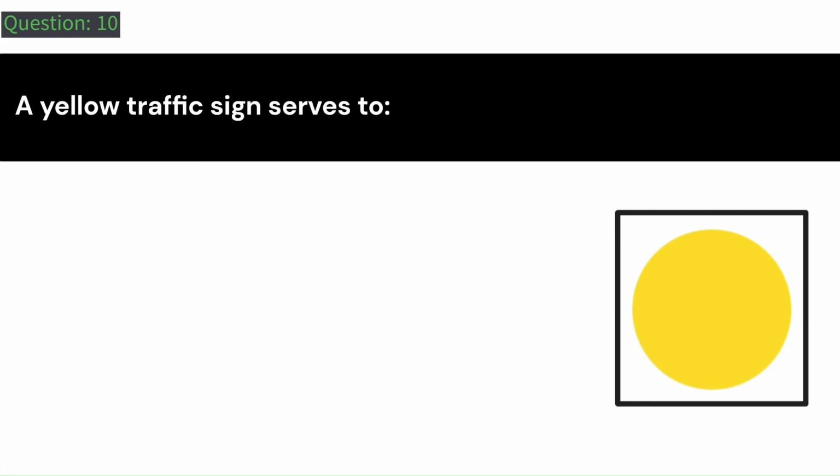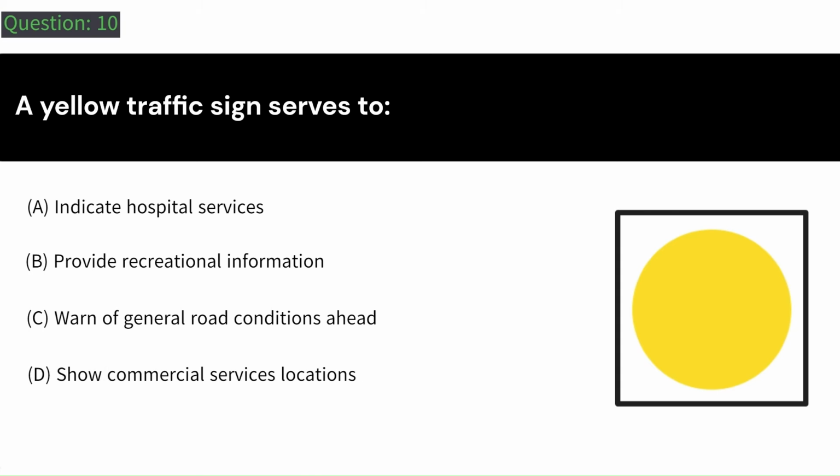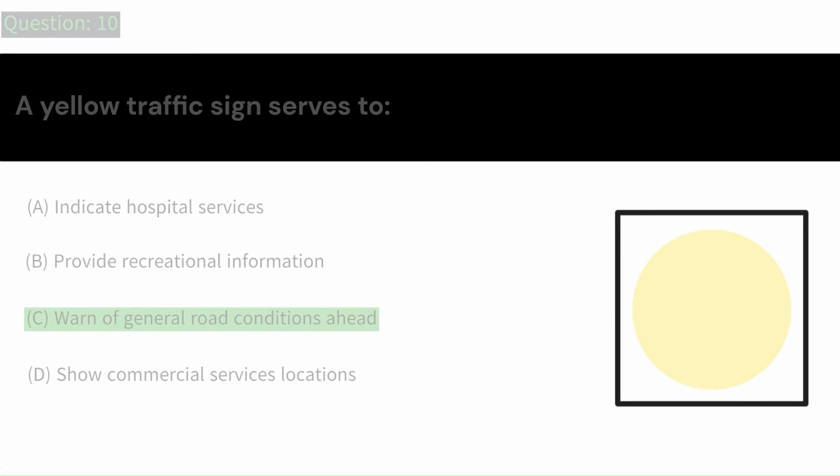A yellow traffic sign serves to: A. Indicate hospital services. B. Provide recreational information. C. Warn of general road conditions ahead. D. Show commercial services locations. Answer: C. Warn of general road conditions ahead.